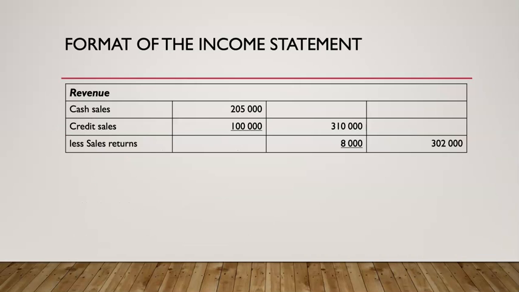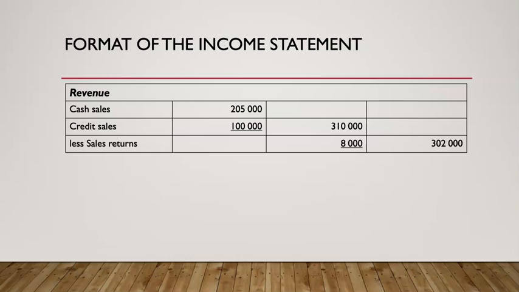So what is the format of our income statement? We always start with revenue, and we will always list the sales first. There will most often be 2 of them, cash and credit, and then we will sum them up. And you can see here we've got 3 columns. That's pretty typical. There might also be 2 columns.